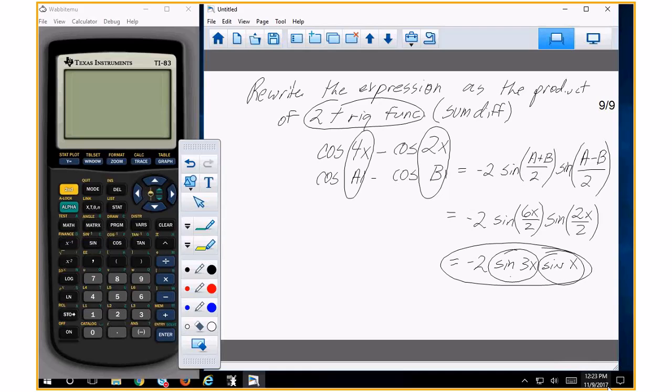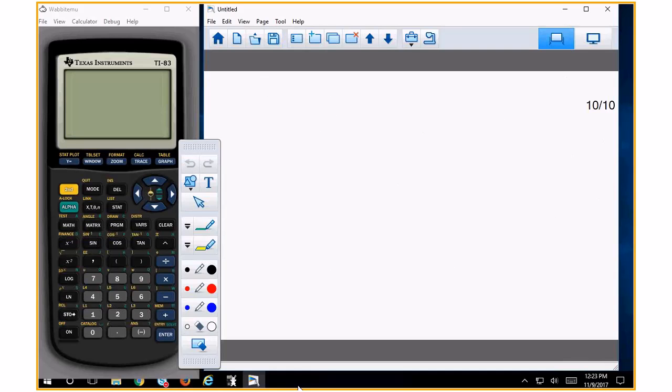All right. Try this one. Now you're looking for, and I'm just trying to get y'all to see what to look for here. I'm not going to give you any directions. Sine of 2 theta minus sine of 4 theta. So now you're looking for the sine of A minus the sine of B.